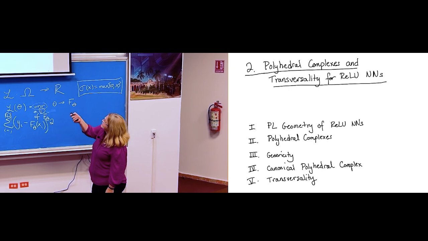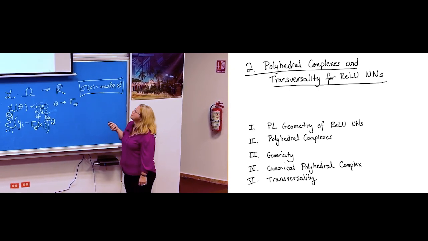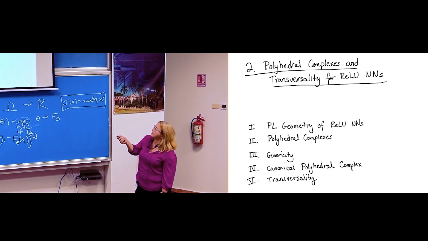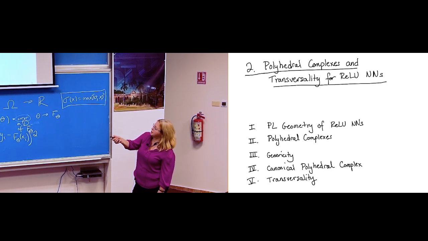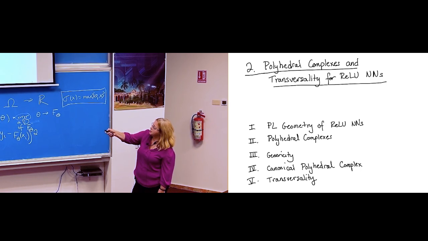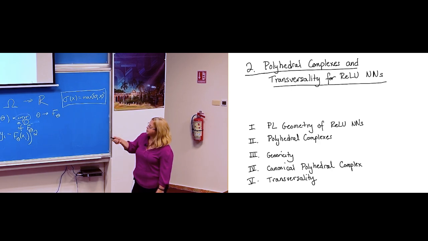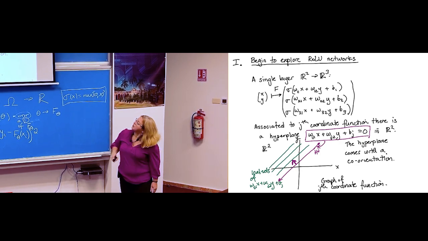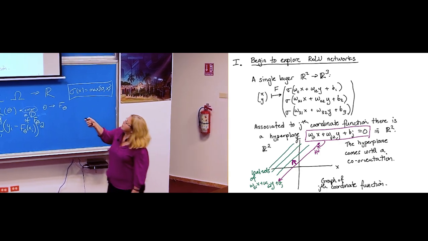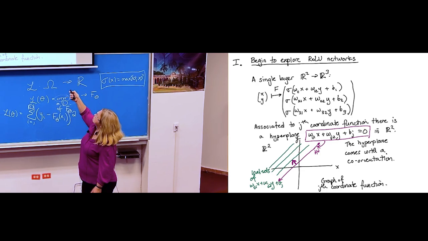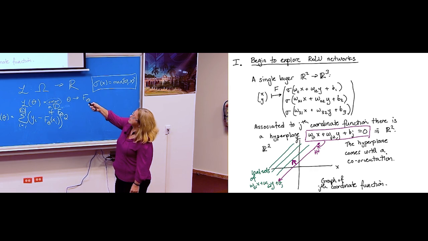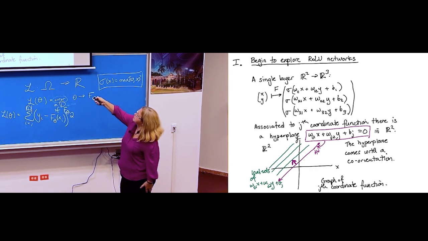Okay, so in this second category, which I'm calling polyhedral complexes and transversality for ReLU neural networks, these are sort of the 5 topics I'm going to talk about. So first, we'll start by just exploring some of the piecewise linear geometry of one of these functions. And I'll introduce the others later, probably after the break. Okay, thanks. So we're going to begin to explore and get a feel for what these things are. So we'll start with just a single layer, so just one of the simple functions.